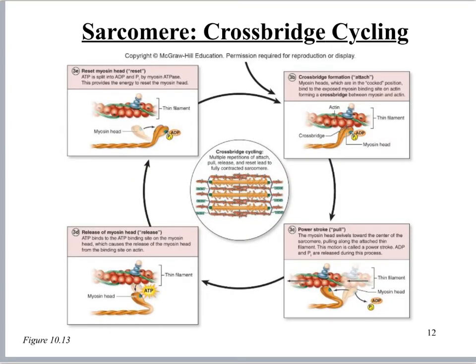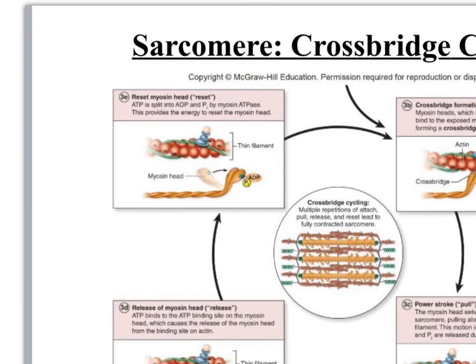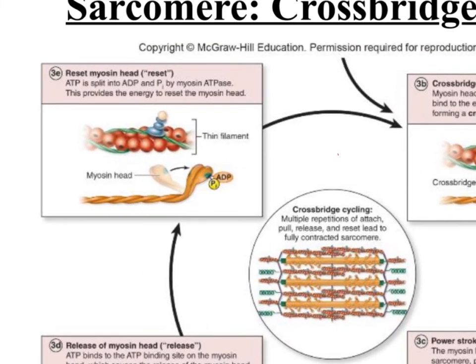Now, when all of that happens, you can get your crossbridge cycling and your sliding filament mechanism to work. Right here, they're showing you a sarcomere. Here we've got our actin, we have our tropomyosin, and we have our troponin. Down here is the myosin, our double head right there. I want you to pay attention to the ADP and the P molecules that are still attached to it.